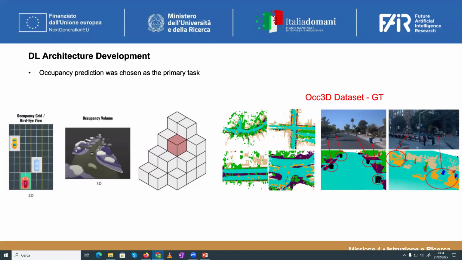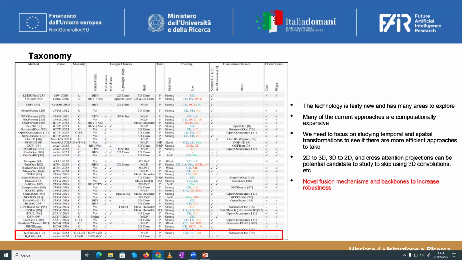And another good feature of nuScenes was that we have another data set that was tailored to nuScenes, which is called Occ3D. And it can be used as a ground truth for occupancy prediction. So you have all the tools to work on this data set.